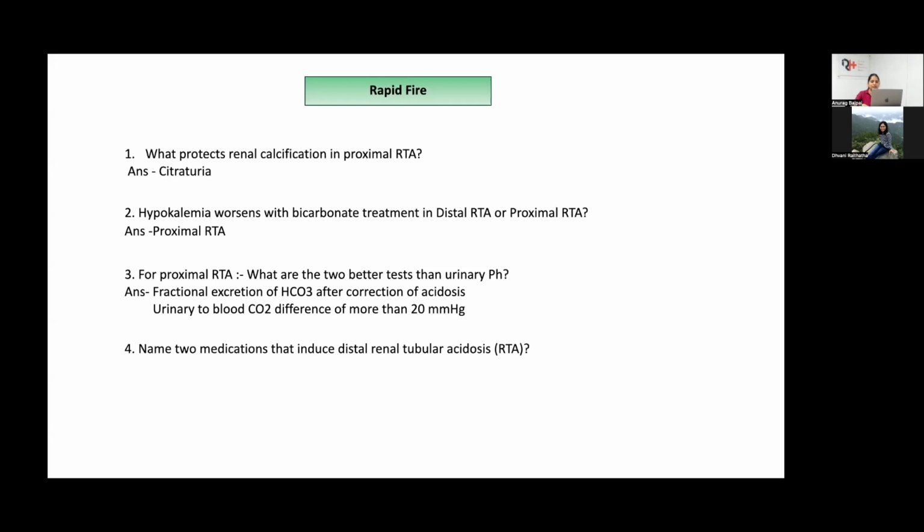Next question, name 2 medications that induce distal renal tubular acidosis. Distal. Yes, sir, distal. Yeah, amphotericin B and lithium. The last question, the urinary anion gap is a marker of, that we have discussed many times here, a surrogate marker of production of what? Somebody asked.